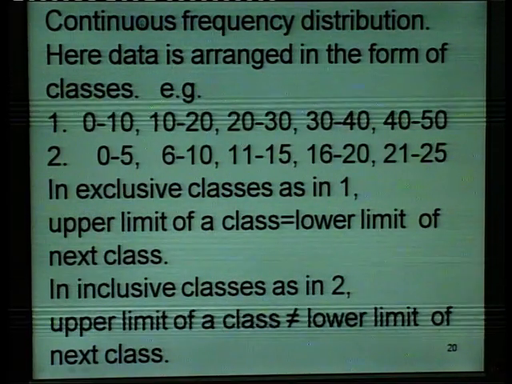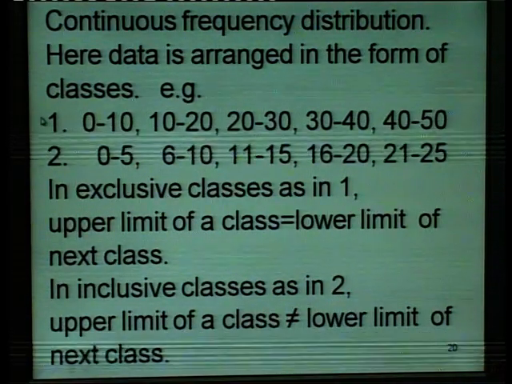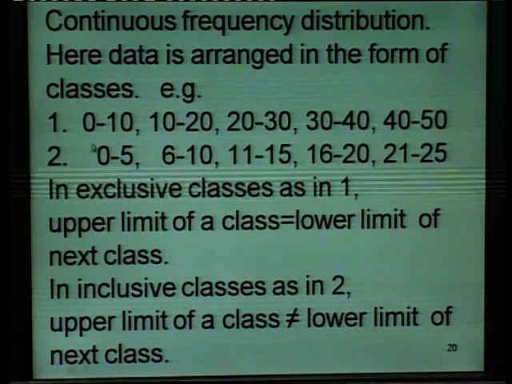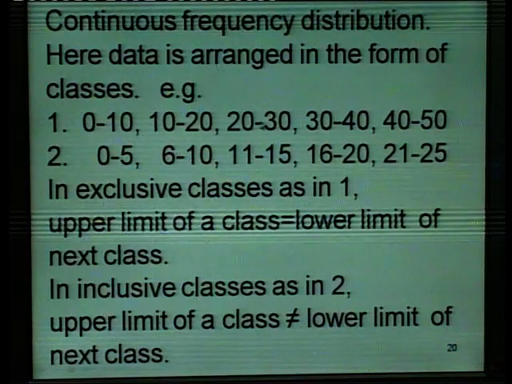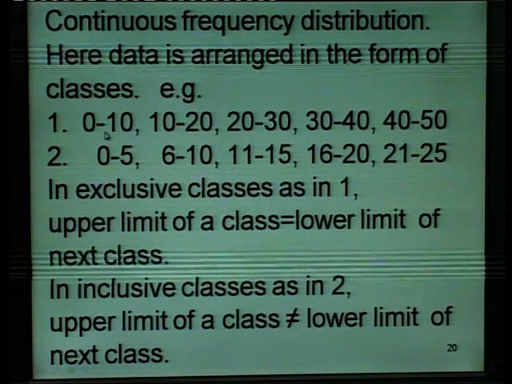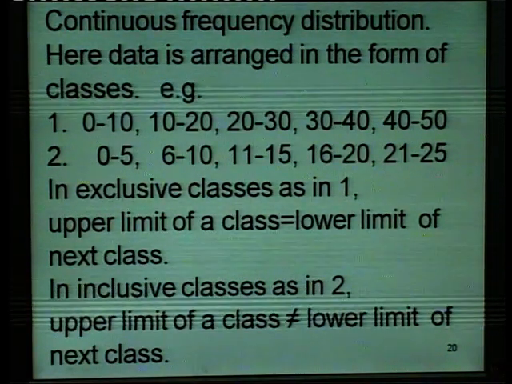Now next, continuous frequency distribution. The third part is continuous frequency distribution. Here data is arranged in the form of classes. For example, the first class is 0 to 10, 10 to 20, 20 to 30, 30 to 40, 40 to 50. That means if one student got 5 marks, it will come between 0 to 10.